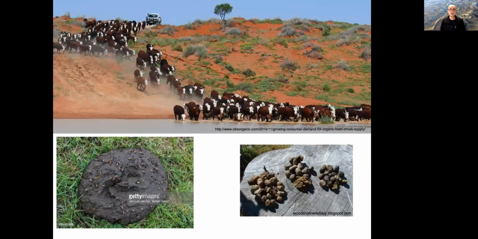So first, I want to start off by telling you a story. I love telling stories. This takes place in Australia. You can see here these cattle out in the outback of Australia. Cattle are not native to Australia. They were brought there in the 1800s, actually, and ranching really took off.